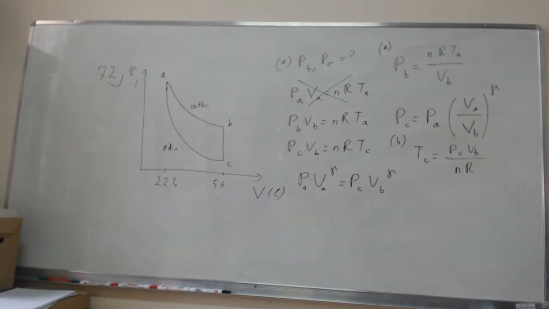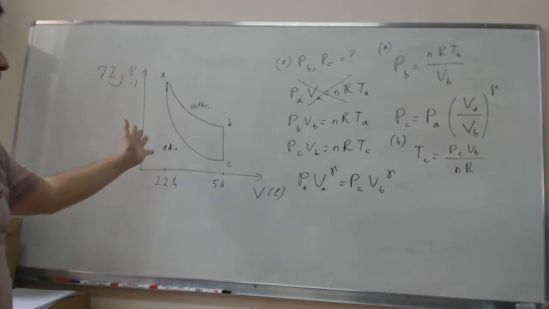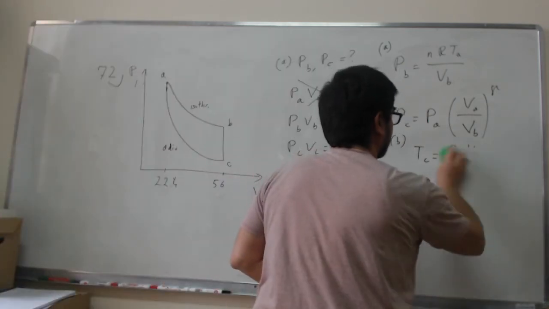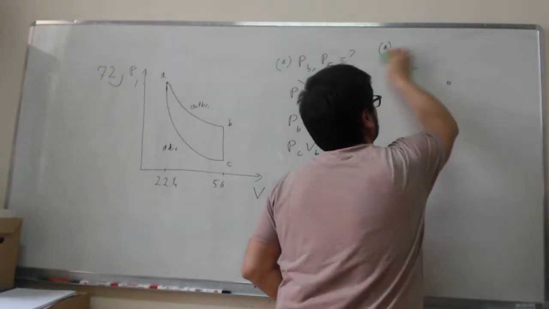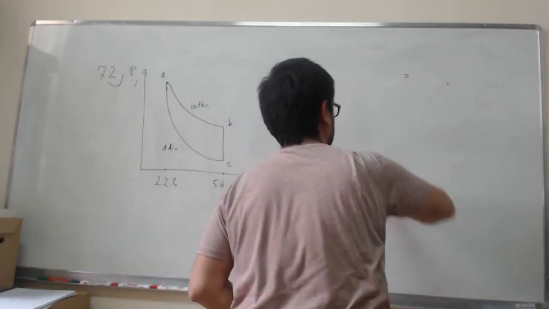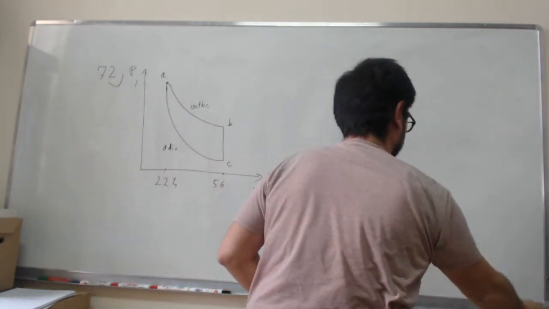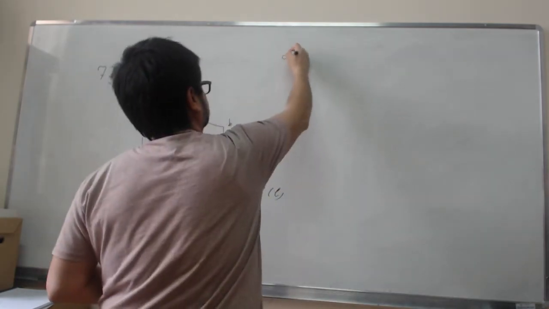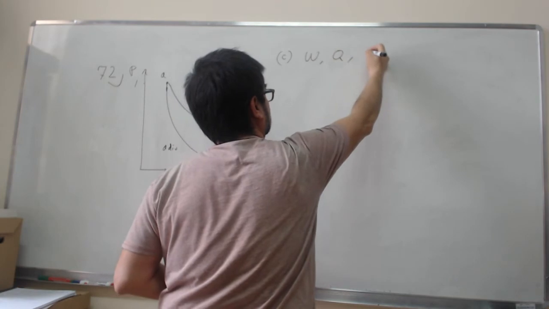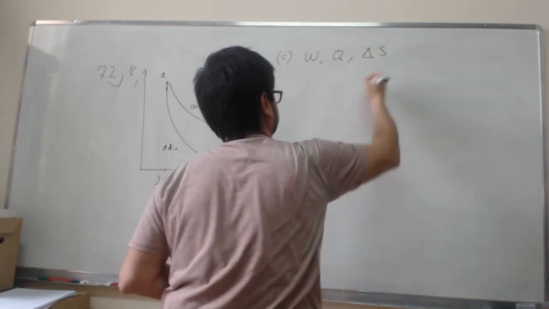Okay, so for part C, determine the work done, heat input or extracted, and the change in entropy for each process. Okay, so we calculated pressure, temperature, and volume of all the states, so I know everything about the states. Now I want to make some calculations about the processes that connect these states. So let's see if we can do that. So this is part C, the work done, heat input, and change in entropy for everything.